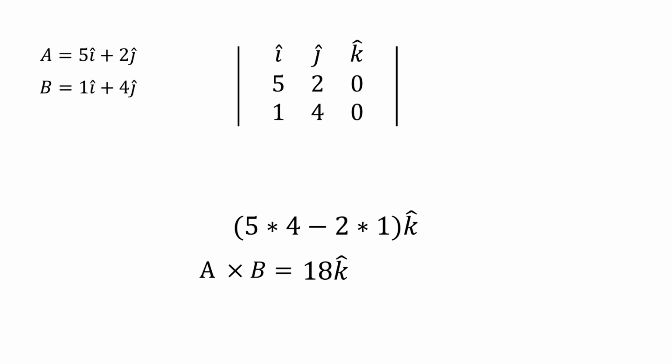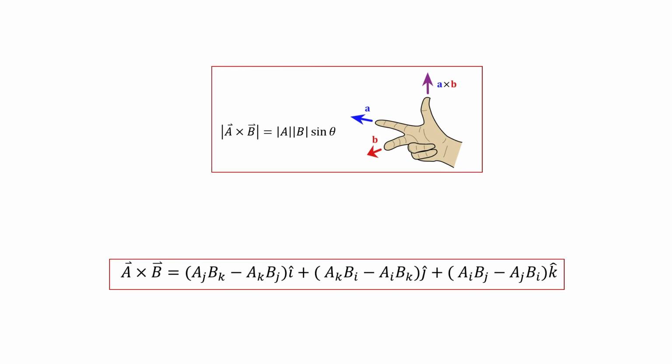Now we have two methods of calculating the cross product between any two vectors: multiplying their magnitudes by the sine of the angle between them and then using the right-hand rule, or by calculating the determinant of a matrix.